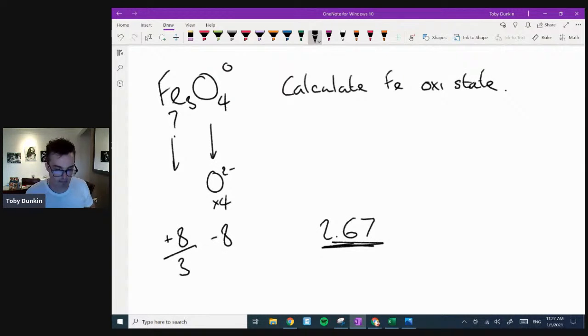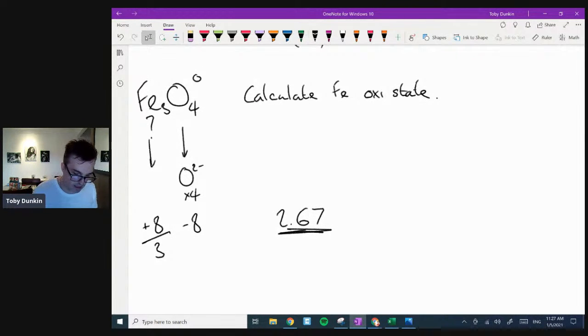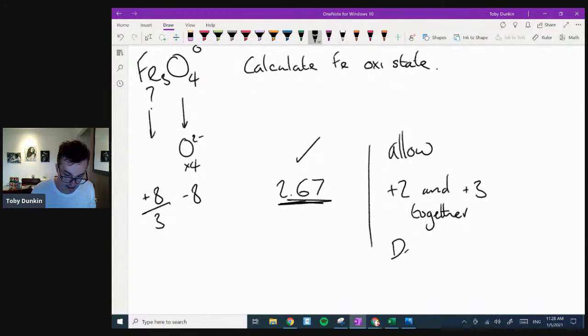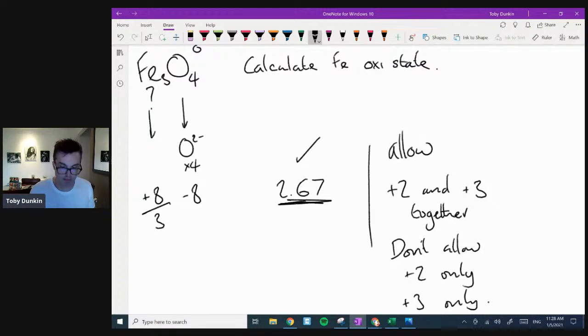However, that was the number one answer, but it also said in the column, allow plus 2 and plus 3 together. You weren't allowed to put them independently. It said do not allow plus 2 only or plus 3 only. That's what it said on the mark scheme.